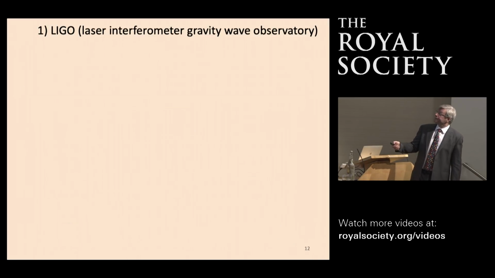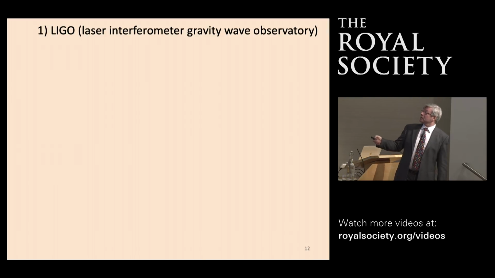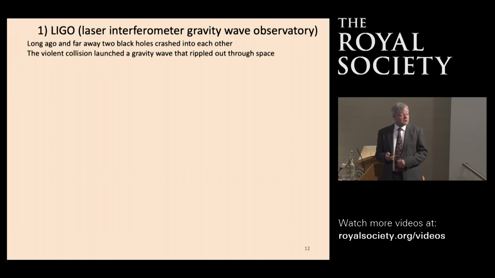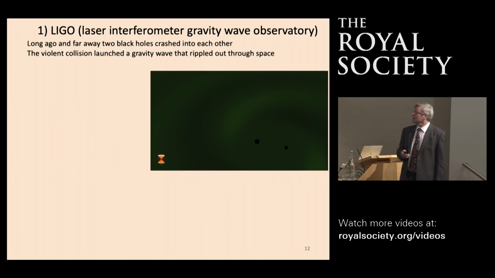It's called LIGO, which stands for Laser Interferometer Gravity Wave Observatory. And it's a project in the USA in which 2 huge interferometers were built. Why were they built? Well, long ago and far away, 2 black holes crashed into each other. There was an incredibly violent collision, and this launched a gravity wave that rippled through space. And here is a movie, I hope.